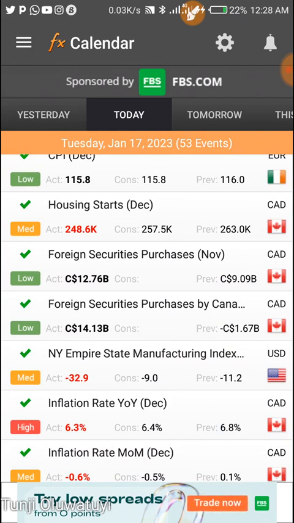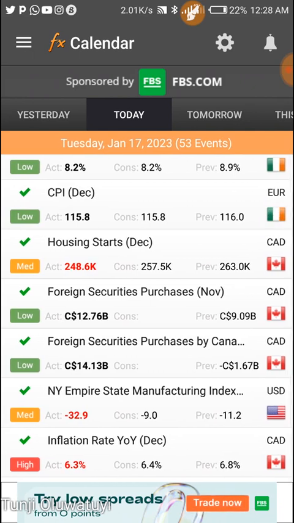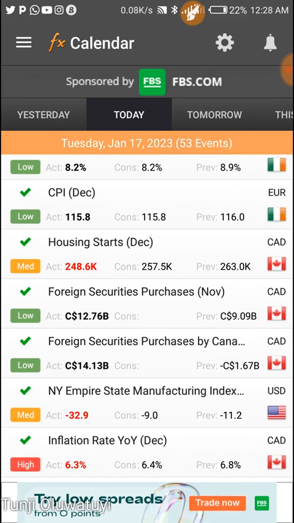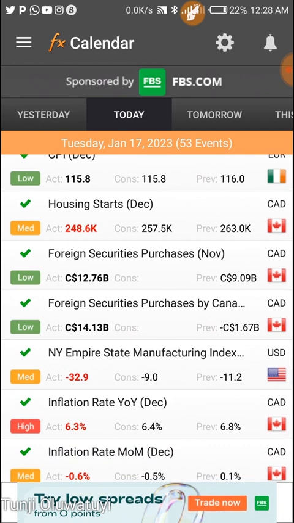Now, look at this. You have a CPI that is happening in Europe. I think this is going to be Netherlands, going by the color, which looks more like a Netherlands color. Now, the next one is CAD. That is Canada. When you say CAD, it's talking about Canada, and of course, wherever you see USD, it's talking about United States dollar.